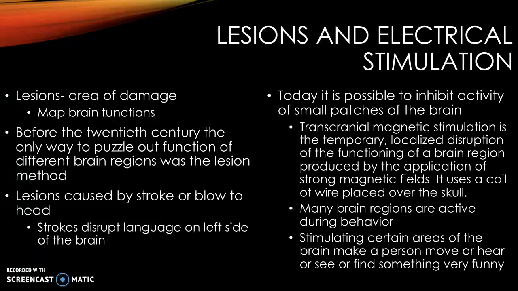Transcranial magnetic stimulation is the temporary localized disruption of the functioning of a brain region produced by the application of strong magnetic fields. It uses a coil of wire placed over the skull. Many brain regions are active during any behavior. Stimulating certain areas of the brain makes a person move or hear or see or find something very funny.